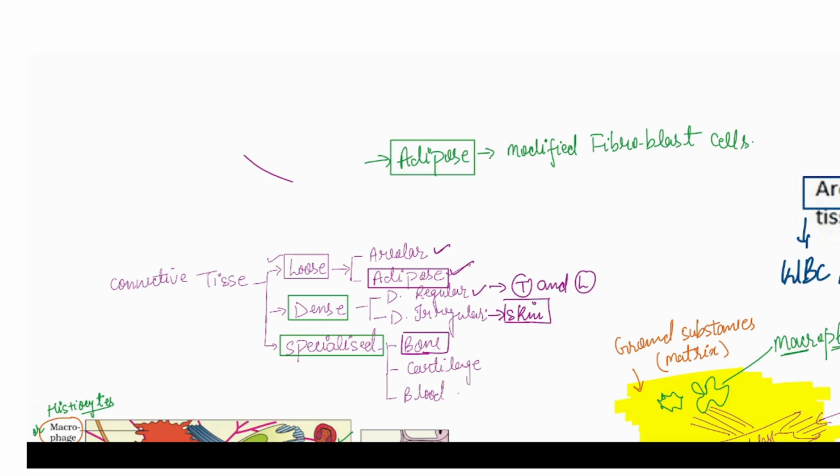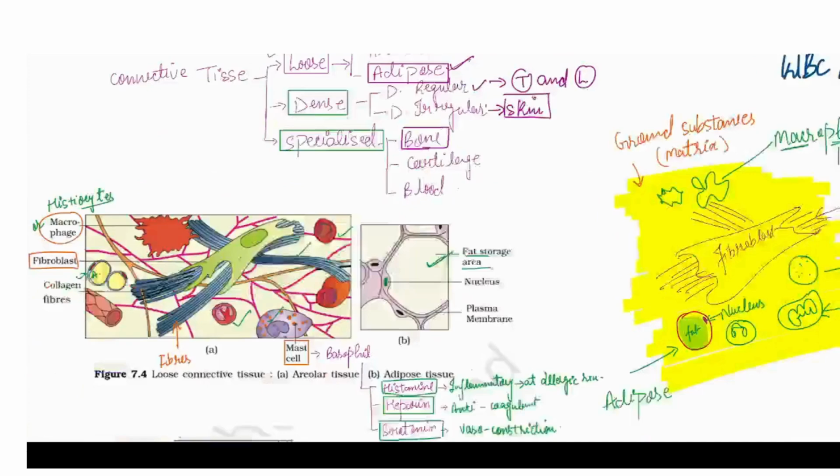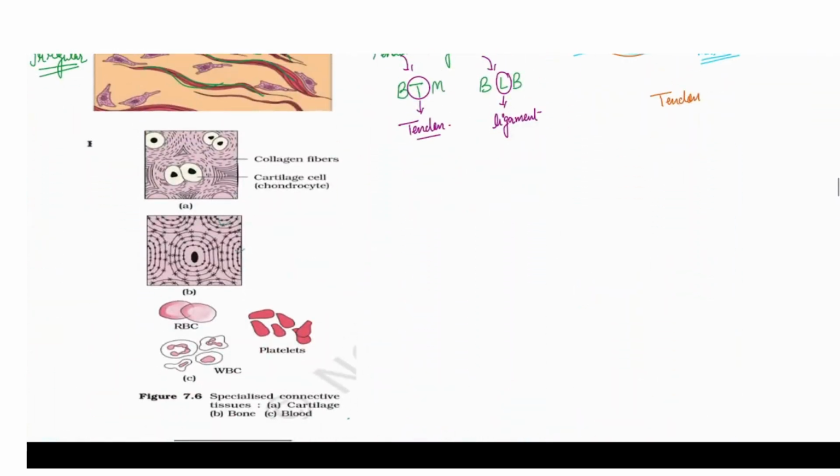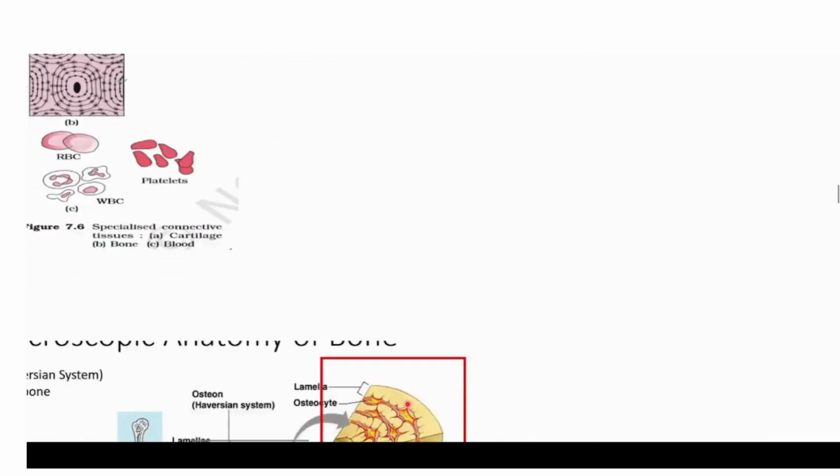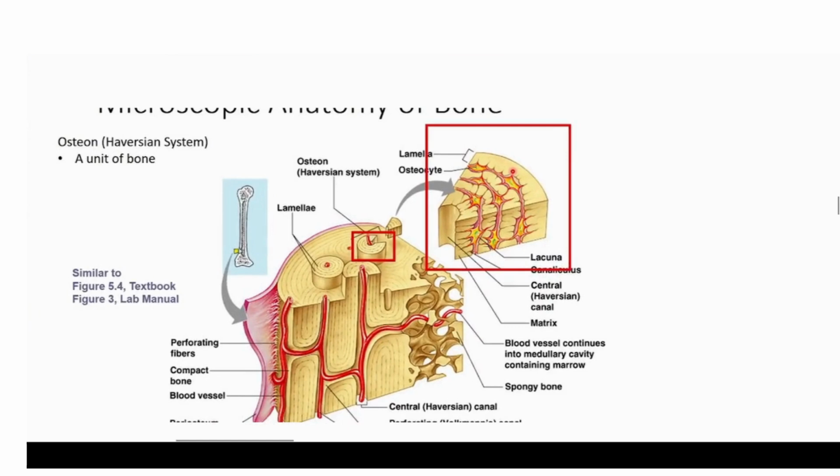Now let us continue with the bone. Okay, so bone is given here. To understand these two diagrams of the bone and the cartilage, I show you one diagram and I will try to make you understand with this. First of all, I show you with my own diagram to make you comfortable.